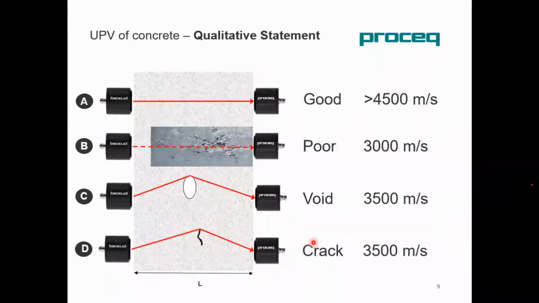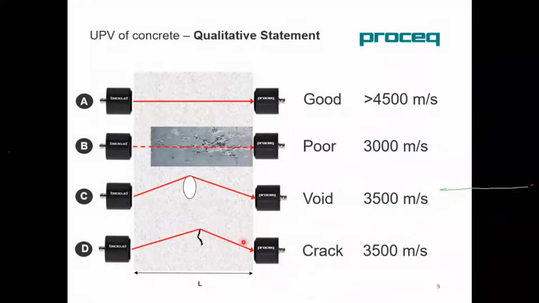If you want a more detailed investigation, you have to go for advanced techniques, for example, pulse echo, where you can do some imaging. Now, let's look at point C, for example. As mentioned, if there's a void, you can expect a large drop in the UPV.